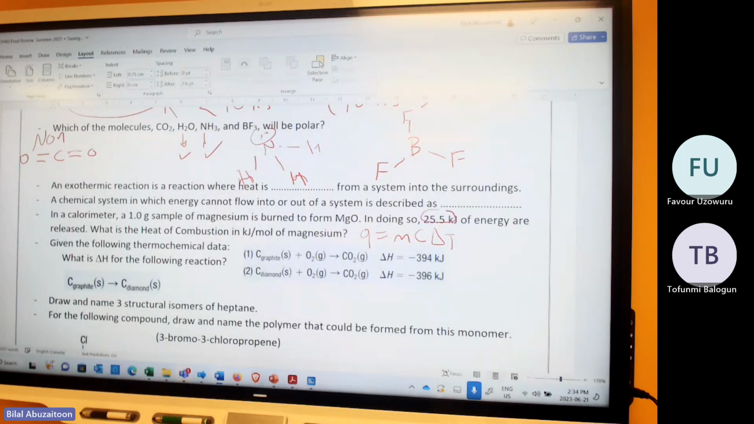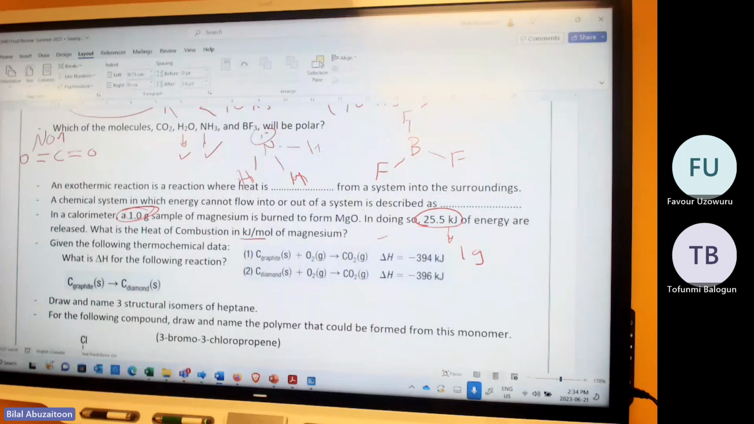Okay, so we have the Q, and we have the mass, M. We don't have the T. We need to find the heat of combustion, that's what we're finding. But C is a constant. We need kilojoules per mole. Sorry, hold on. The question gives me, for a 1 gram sample, this amount of energy. So this amount of energy is for 1 gram, right?